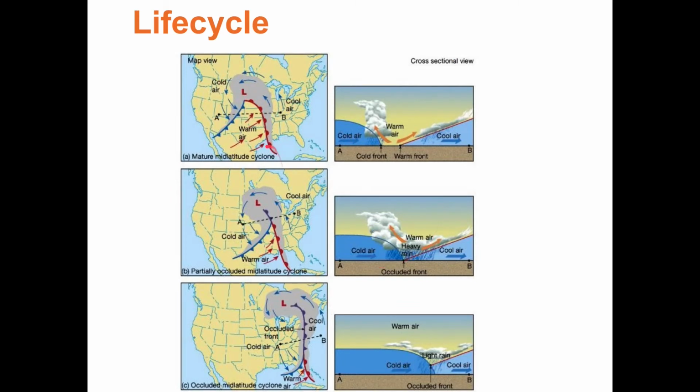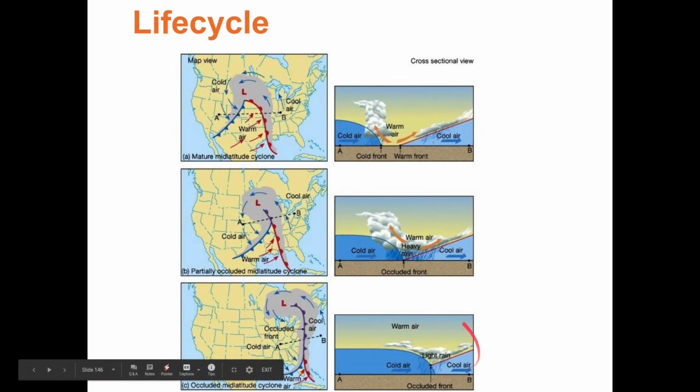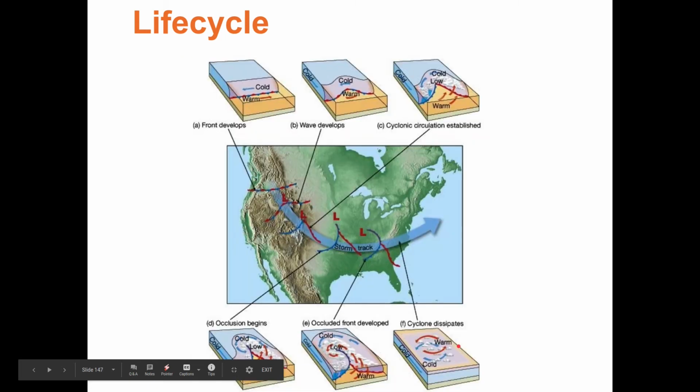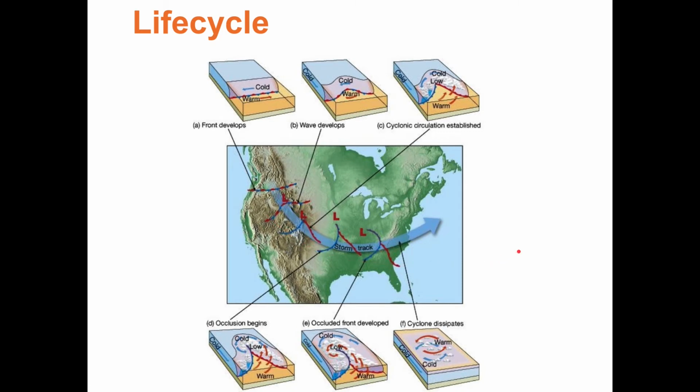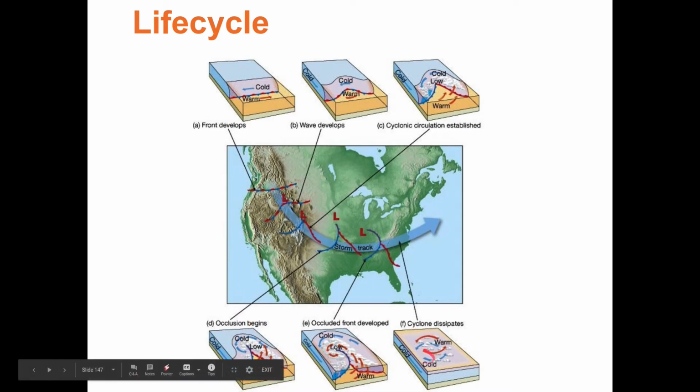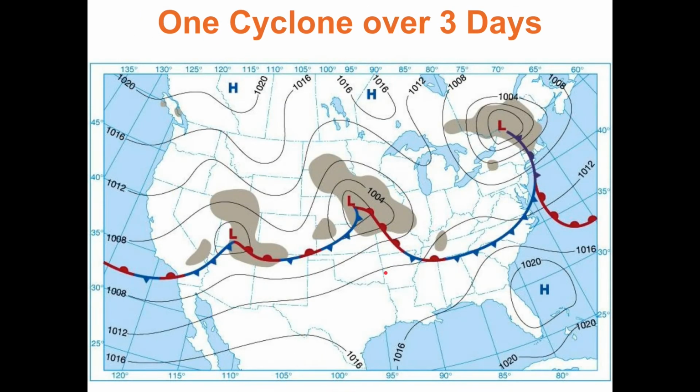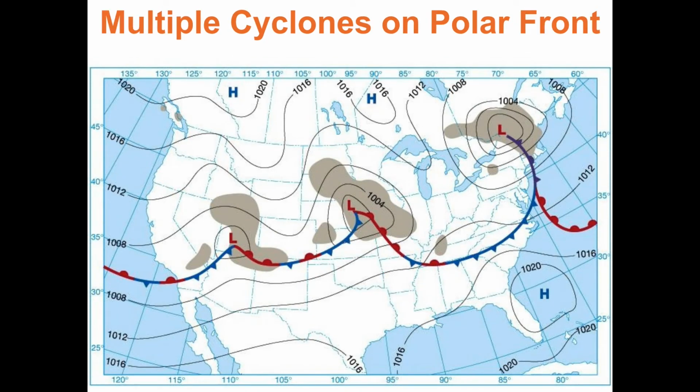So you have the same storm over 3 days with rotation, occlusion beginning, and then occlusion with the storm on its way to dissolving. Another diagram showing how a storm is going to work its way across the United States over a couple days. You've got the warm air and the cold air, and then with the occlusion, everything gets backwards and it dissolves. Here we've got one storm over 3 days, or you've got multiple cyclones.